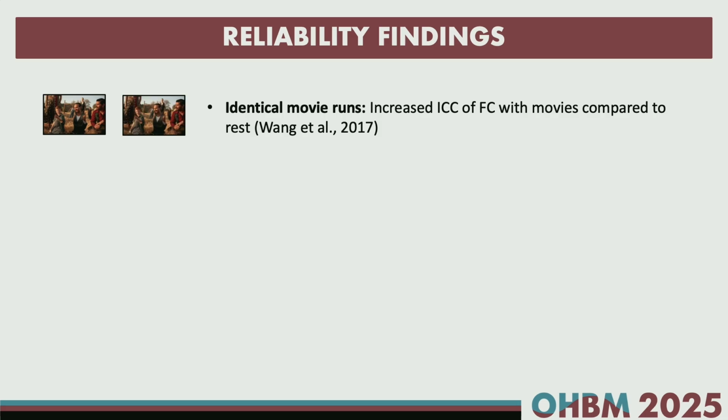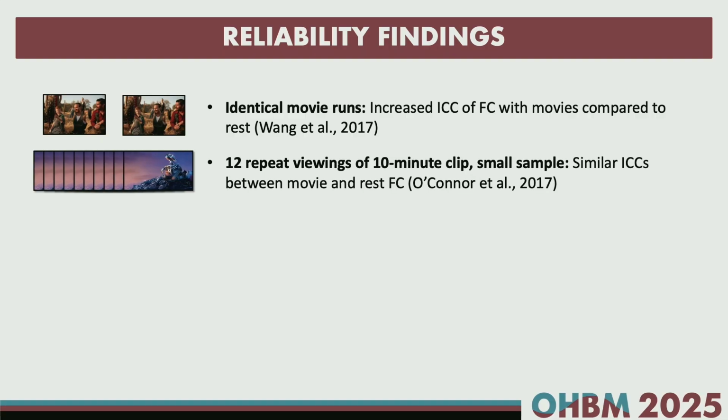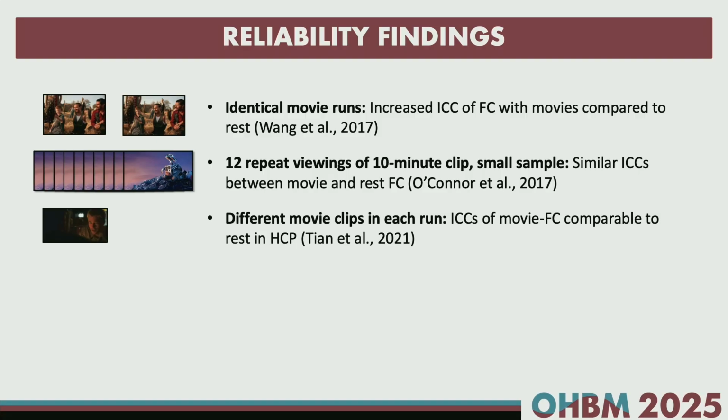So here's a little summary about what we know so far about the reliability of naturalistic data. When we have identical movies in the two scans, we see increased ICCs, or increased reliability of FC, with movies compared to rest. In a similar study that had 12 repeat viewings rather than just 2 of the same movie clip in a small sample, they found similar ICCs with movie compared to rest. And even when using different movies in the 2 runs, they still find similar ICCs of movie compared to rest.